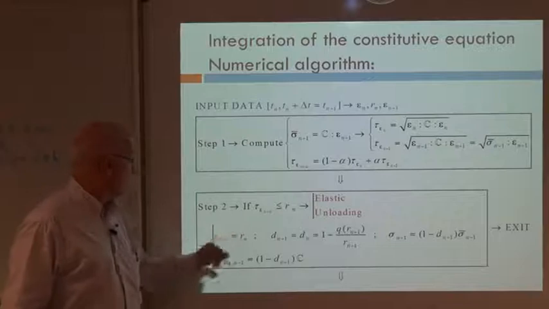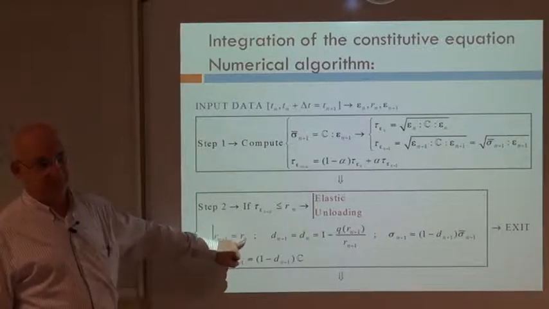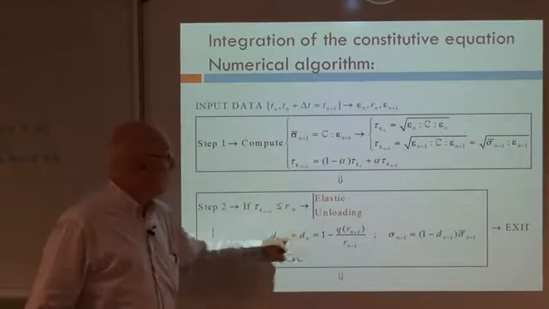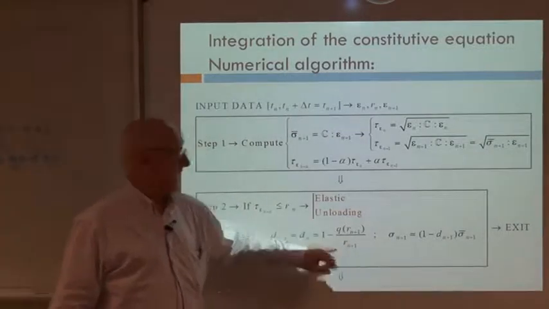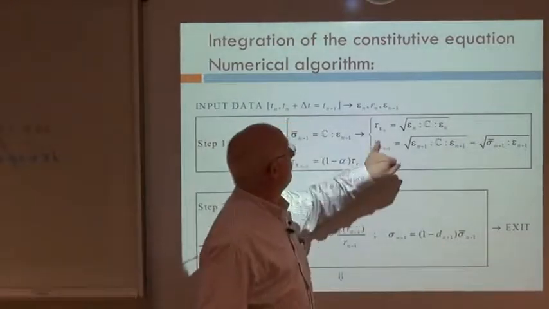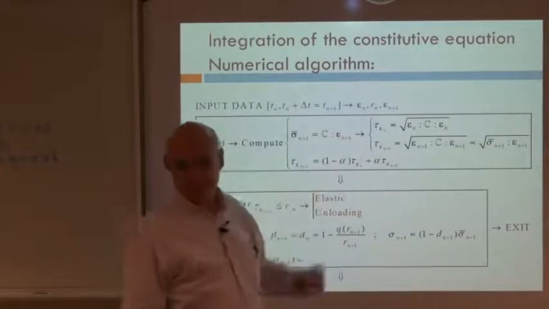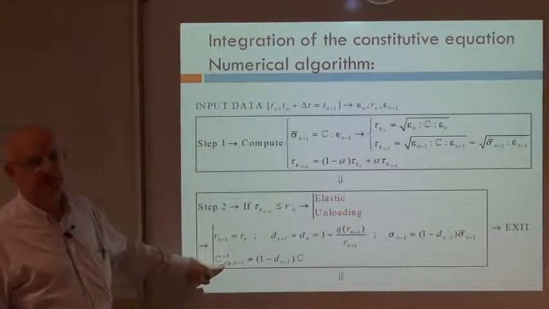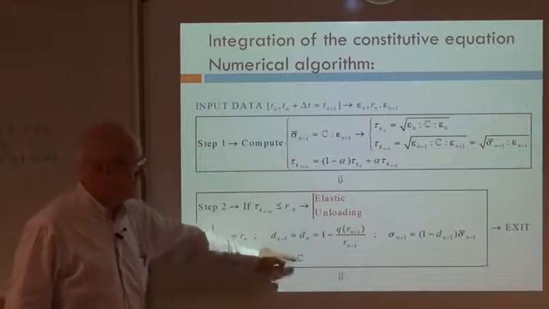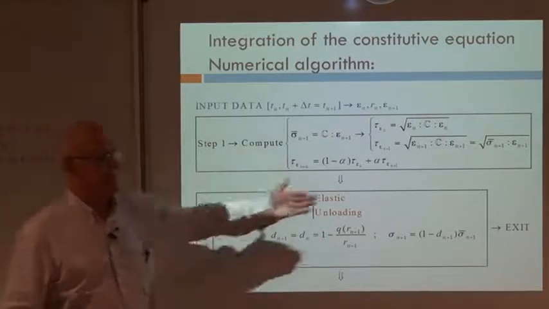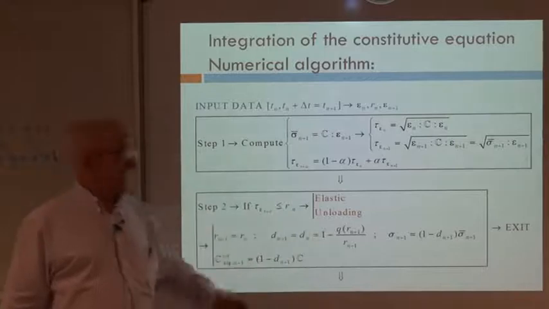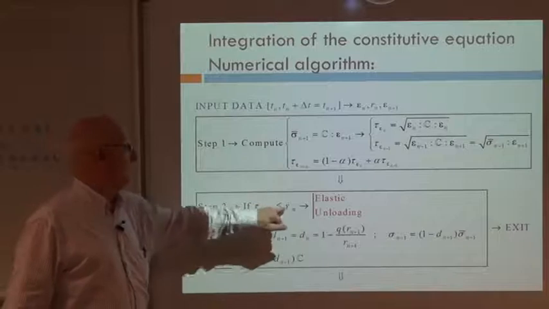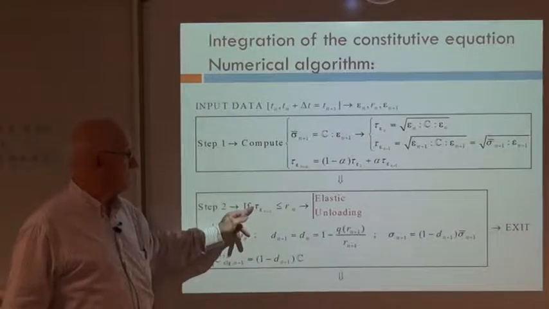What happens in elastic unloading? There is no evolution of r, so r n plus 1 remains frozen, the same as I had. No evolution of d, because it depends on r. And the stresses are just driven by the evolution of the effective stresses. And what is the algorithmic visco-damage tangent constitutive operator? 1 minus d times C. Exit, get out.